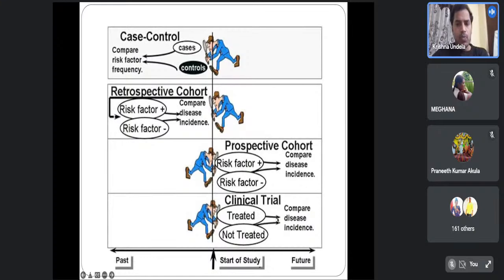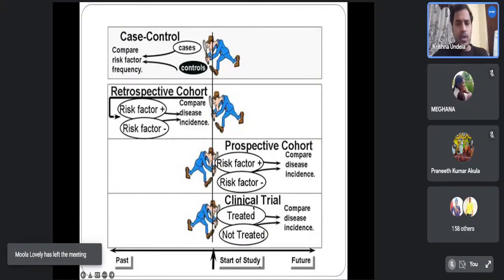And once again, we follow both the groups in the future and understand how many got the outcome in each group. In the treated, how many got the outcome and how many did not. In the non-treated, how many got the outcome and how many did not. In the future, maybe around 2030. It is the same as a prospective cohort study.